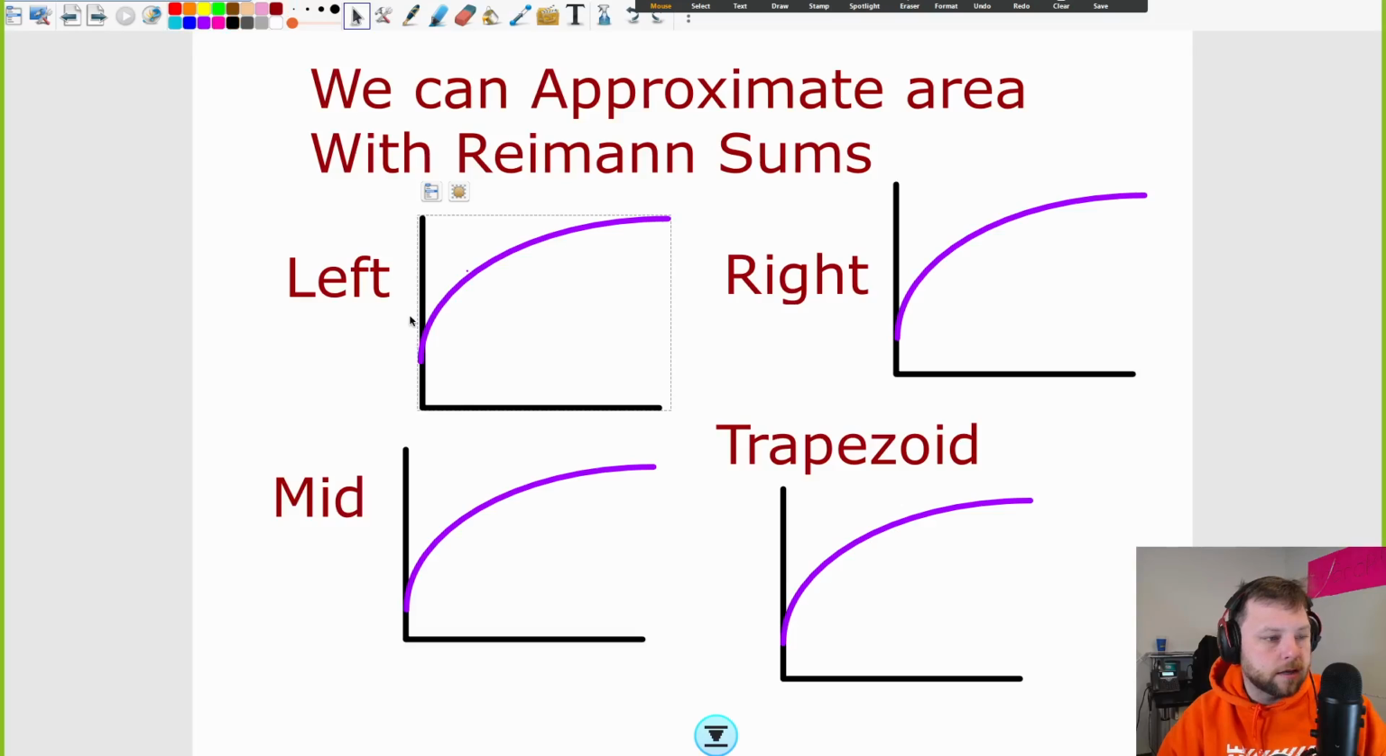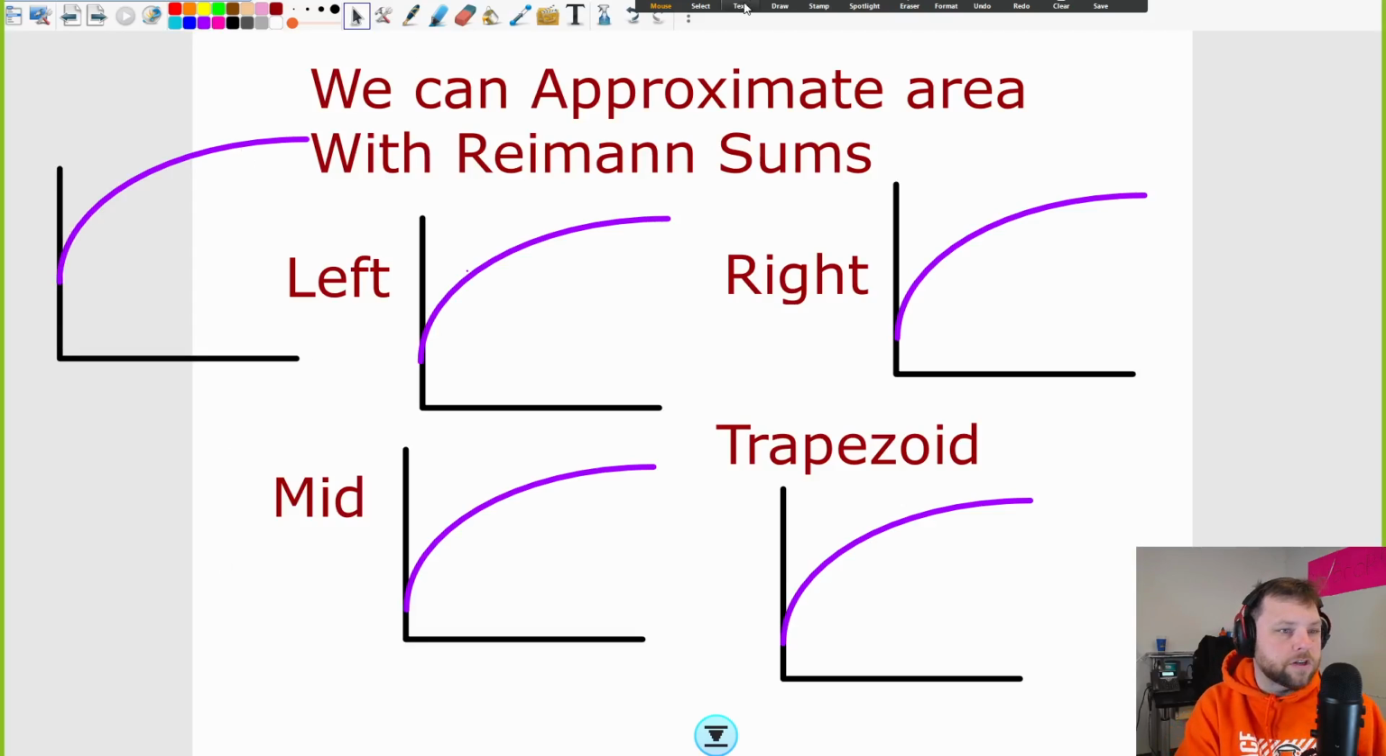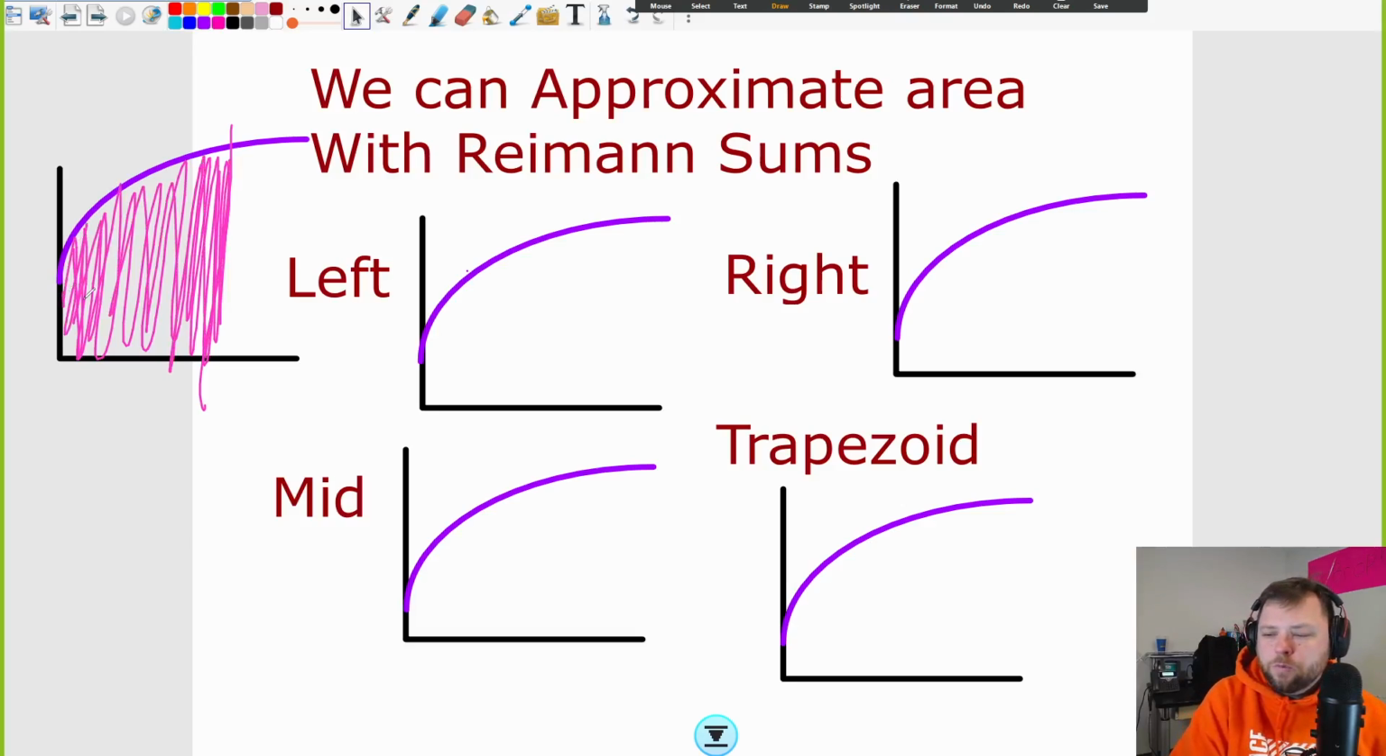Let's say I had this. And I go, oh, okay, I have this graph right here. And I want to figure out how much area is under the curve from there to like there, right? I could find that area, but what if I don't know that function? What if I want to approximate it? Well, I can approximate it by just drawing a bunch of rectangles under there.